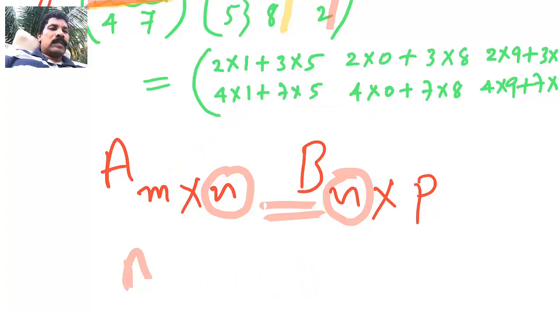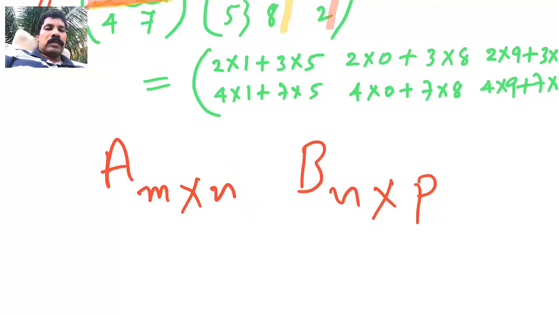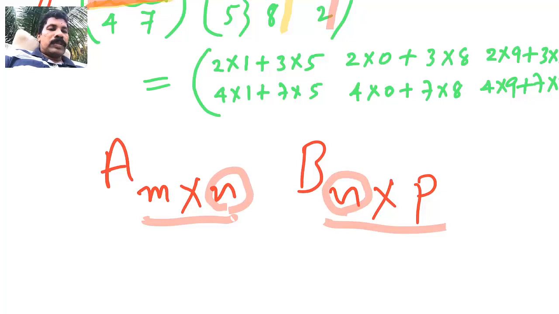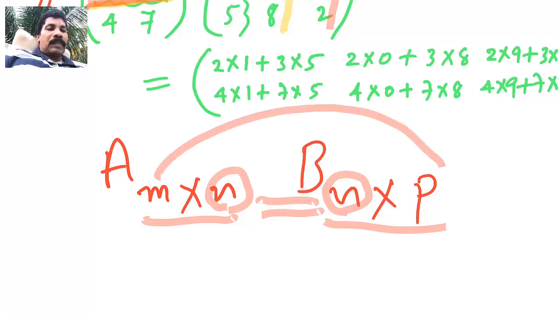So once again, suppose we have two matrices of order m by n and n by p. Are they conformable for matrix multiplication? Yes, because this number and this number are the same. That is, the number of columns in the first matrix should be equal to the number of rows of the second matrix. Then only we can multiply. And the product order will be m by p. That is, AB is the product whose order will be m by p.